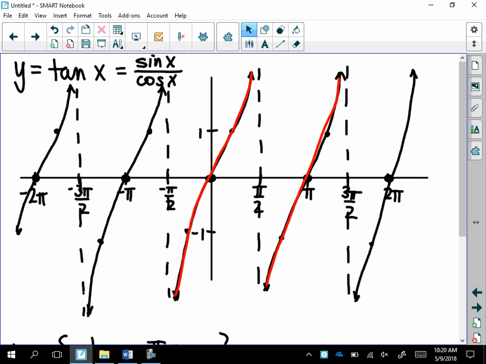Really, at all places where tangent crossed the x-axis, now cotangent has vertical asymptotes, and at all the places where tangent had vertical asymptotes, cotangent crosses the x-axis. So it's been shifted over a little bit, it's been reflected over the x-axis, and that's what cotangent looks like. All right, let's fill in the descriptors.